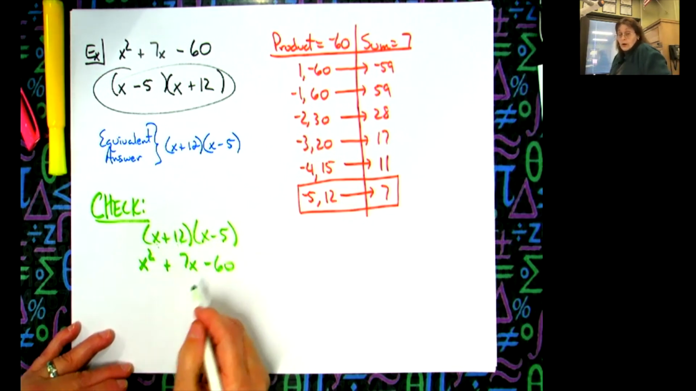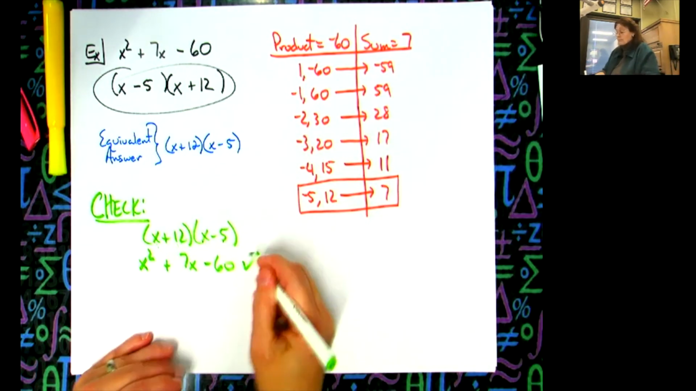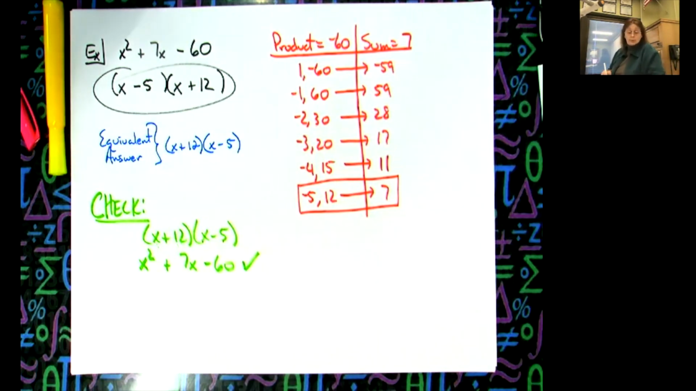If you need to write down the first terms and then the outside terms and then the inside terms and then the last terms, that's fine. But anything that you can do to shorten it up to make it a little bit quicker, that's good.